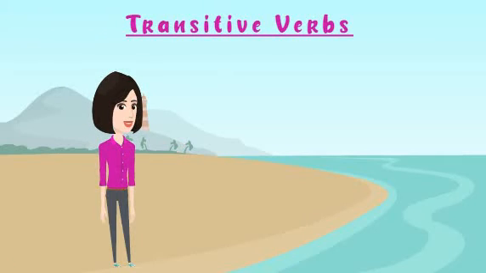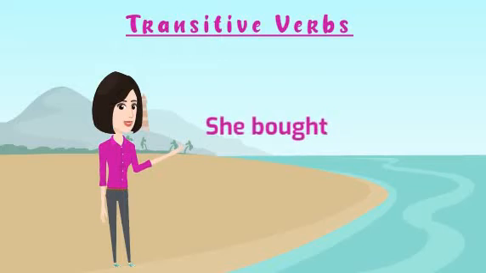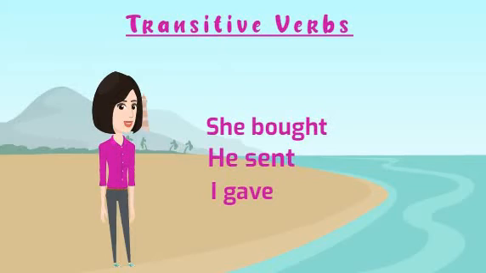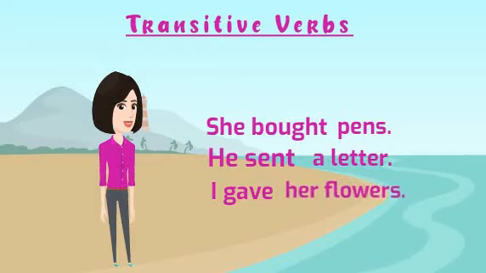Without further ado, let's move on to the transitive verbs. At first, let us look at some sentences. She bought, he sent, I gave. Don't these three sentences look incomplete or somewhat meaningless? So now let's add something so that these sentences get a meaning. In the first sentence, she bought pens. In the second sentence, he sent a letter. I gave her flowers.